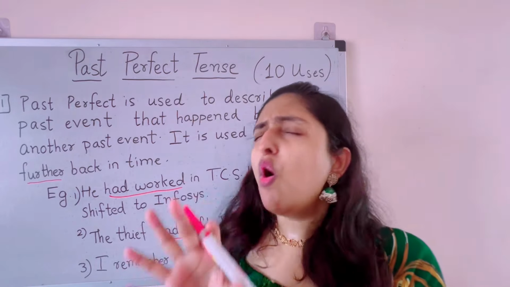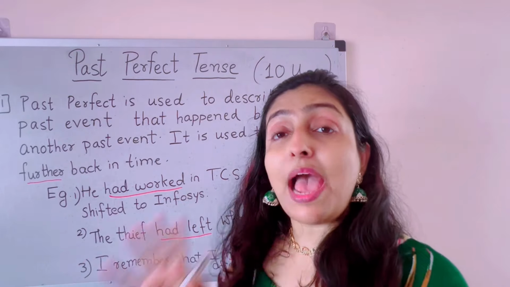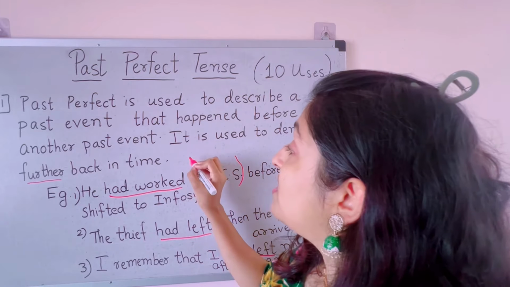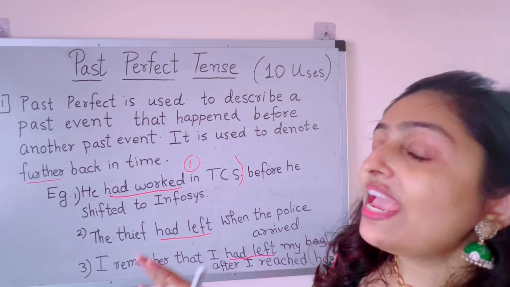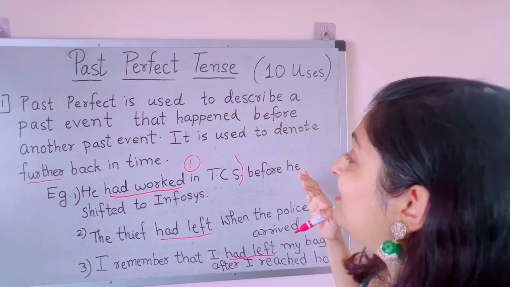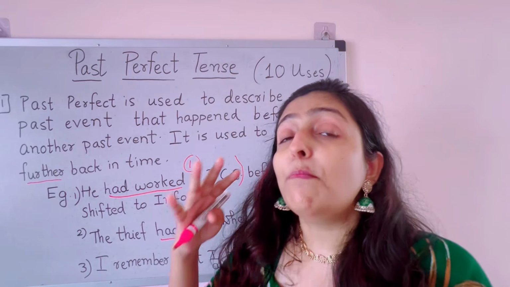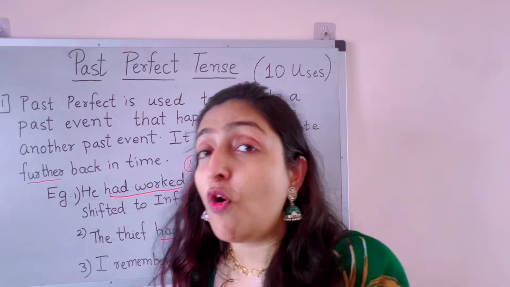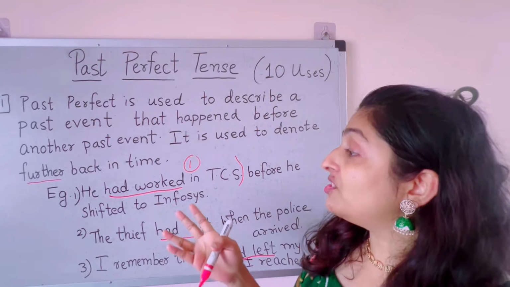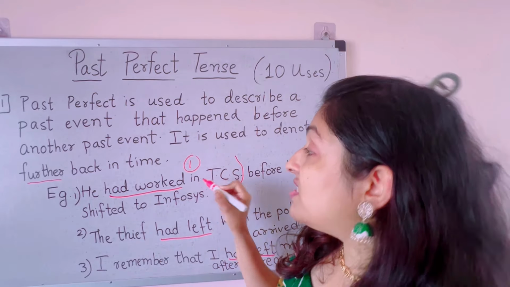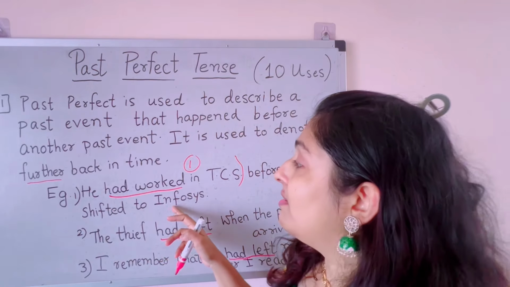So there is no confusion left here that the action that happened first is TCS. This is event A, the first action. And then comes the next action: he shifted to Infosys. You are making it clear that before shifting to Infosys, he had worked in TCS. So one action is in the past and this action, the TCS action, happened further before the other action.